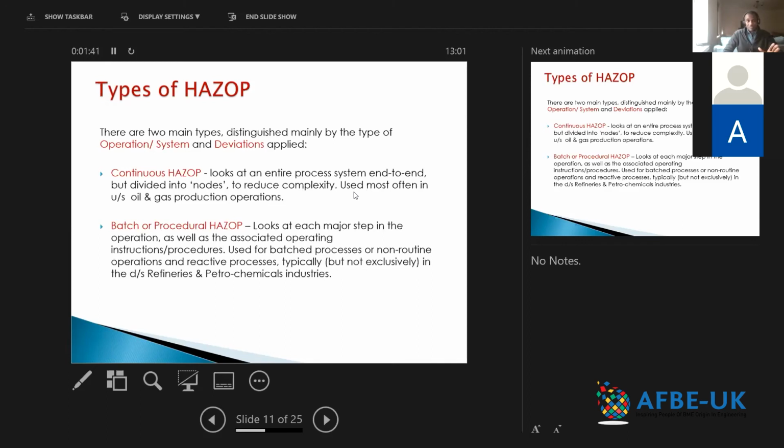It could also even be HAZOPing, as I said, a procedure. So those are the two key types of HAZOP.